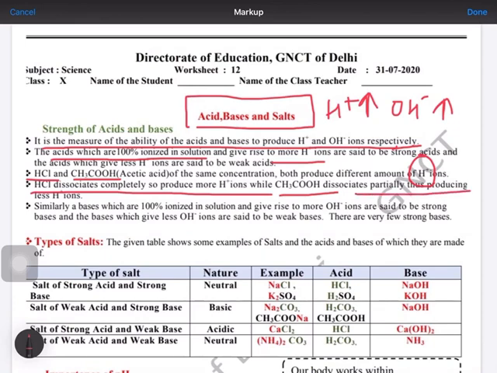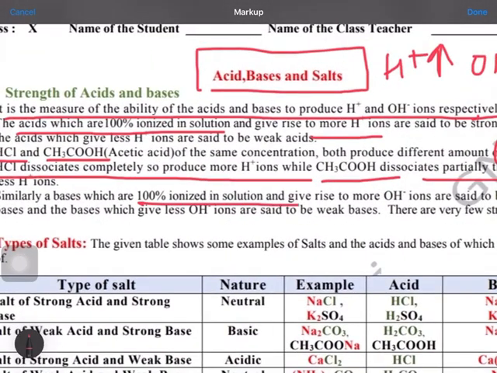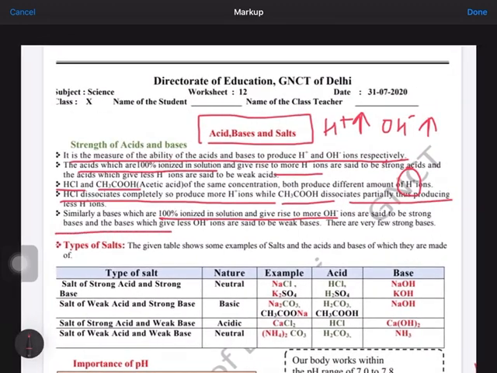That means not completely. Likewise, a base which is 100% ionized in solution and gives rise to OH ions is said to be a strong base, and the bases which give fewer OH ions are said to be weak bases. But in the case of bases, there are very few bases which are said to be strong, or we can say only the bases which are alkalis in nature. Do you remember the word alkalis, which are completely soluble in water? The bases which are completely soluble in water are known as alkalis.